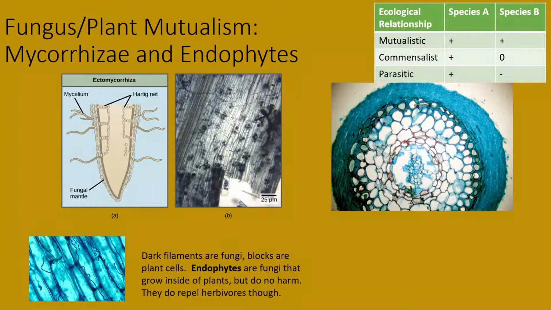Some fungi are endophytes, in that the fungal cells grow inside of plant cells but don't harm them. Instead, these fungi produce a toxin that repels herbivores from eating the plant. Others can also release toxins during times of environmental stress to help the plant.